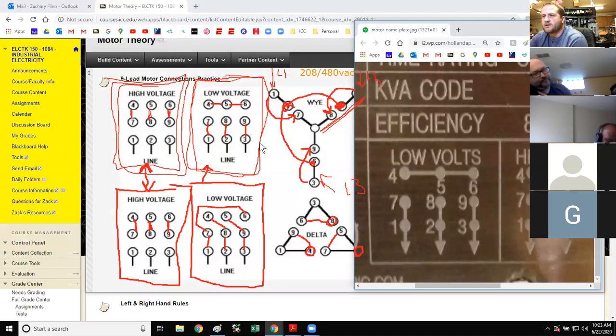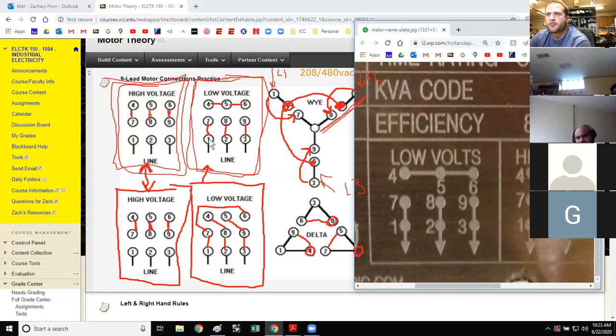So all that's saying is that's how those motor windings inside of that motor are hooked up. They're in a Y configuration. And if that nameplate was all scratched up, you would know that you hook it up like this. Tie 4, 5, and 6 together. 1 to 7, 2 to 8, and 3 to 9.